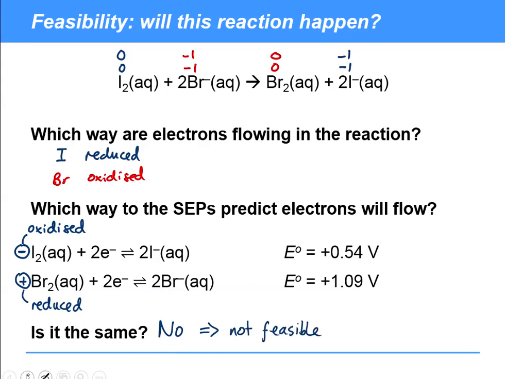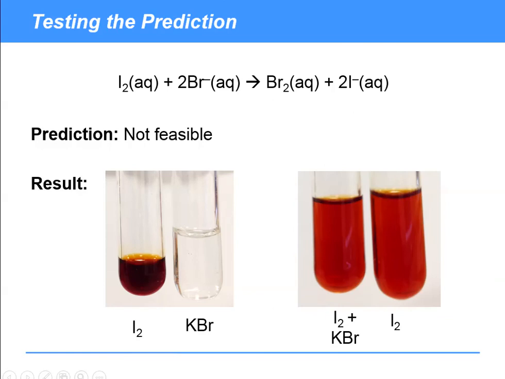Let's see if that works out in practice. So we predicted not feasible. We've just got some iodine solution here with potassium bromide, and then I tipped the potassium bromide into the iodine, and I got this paler solution. Now, could that be the formation of orange bromine instead of brown iodine? Well, perhaps. To confirm it, what I've done is just added the equivalent volume of water to the iodine, and we see that these two colours are exactly the same. So there's no bromine present, it's only iodine, and therefore this reaction has not taken place. And so our prediction again has proved correct.